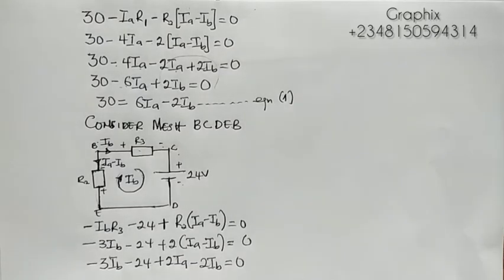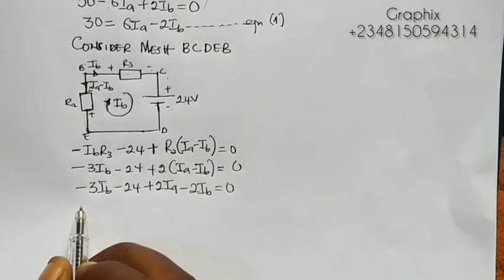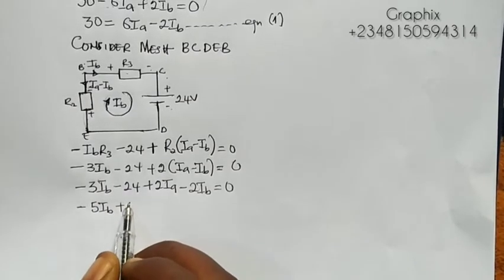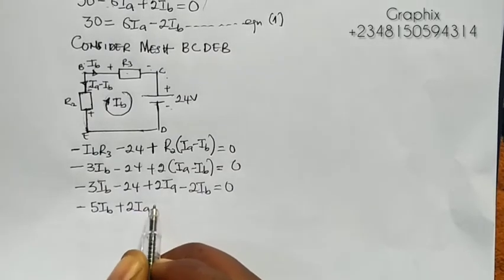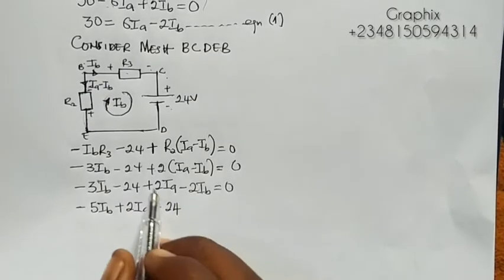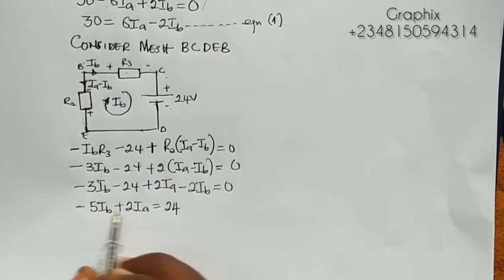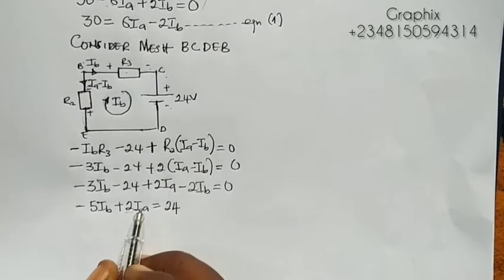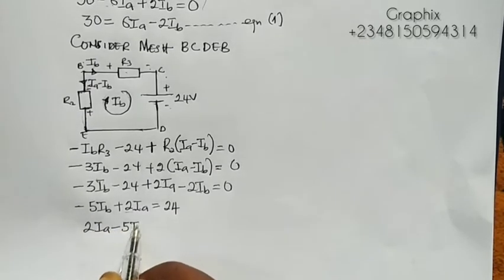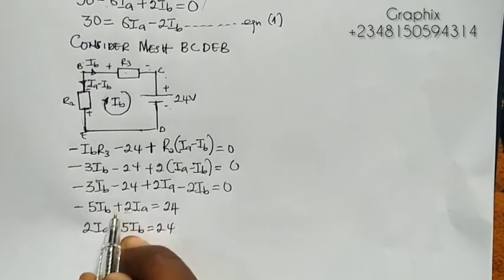I'll have minus 5IB plus 2IA equals, taking the minus 24 to the other side of the equal sign, it becomes 24. I can rearrange this since they are still on the same side. This will be 2IA minus 5IB equals 24. The sign will not change because it's still remaining on the same side, so you don't bother to change the sign.